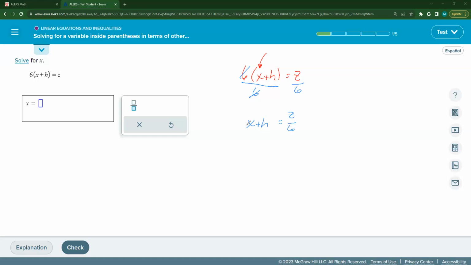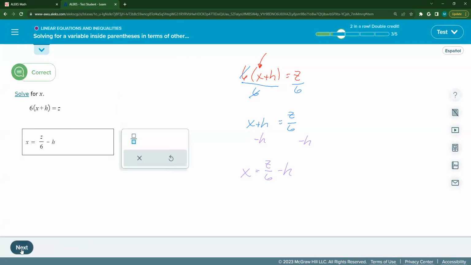And now I just need to get that x by itself. So I'm just going to subtract h from both sides. So I have x equals z over 6 minus h. Now, I could have done this the same as I did the previous one. There are a bunch of options for how you're going to solve these problems. It's just a matter of getting an equivalent or an equal answer, and there's a bunch of ways for those answers to look. Remember, capital and lowercase letters do matter in the system, so make sure you're matching what you have. If I check my answers, it should work.